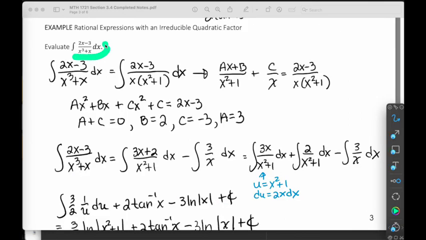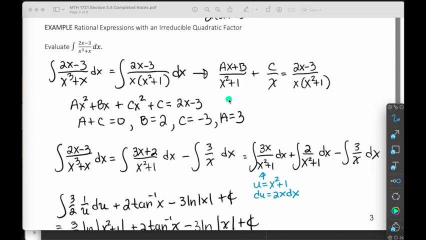Now, if you're trying to integrate something and you want to use partial fractions and you go to factor the denominator and you can't factor it into linear factors over the reals. So here's our example of that. We have the integral of 2x minus 3 over x to the third plus x. When I factor this, I have x times x squared plus 1. This cannot be factored over the reals. So if I want to use partial fractions, I'm going to have to set up my fractions differently.